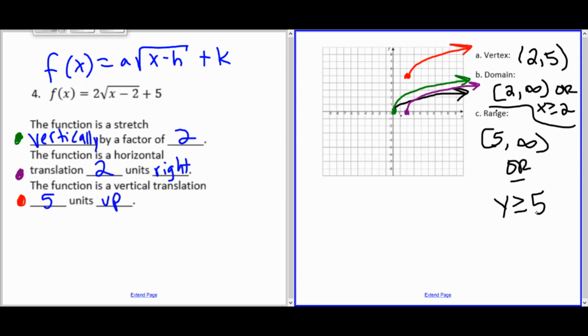Hopefully you gave number 4 a try. So the description you should have is it's a vertical stretch by a factor of 2. It's translated 2 units to the right and 5 units up.